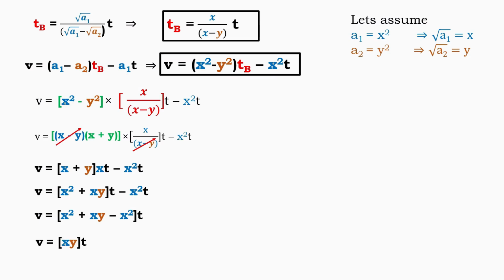Finally, let us replace x and y with their original values. Since x equals square root of a1 and y equals square root of a2, v becomes square root of a1 multiplied by a2 multiplied by t, and that matches option C. So the correct answer is option C. If you understood the solution, try solving the same question once on your own without looking at the steps. That's where the real learning happens.